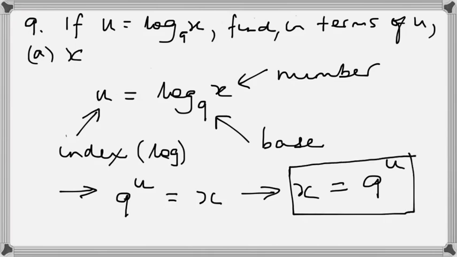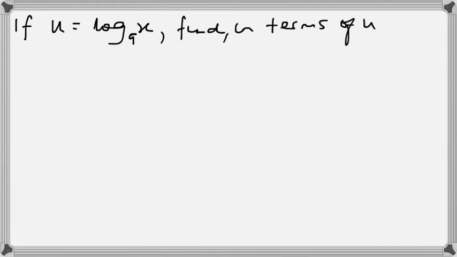They asked for the thing in terms of u, so I think we've done it. x equals 9 to the u. Hey, that's not so bad, is it? So that's the first one done. Okay, here we go again. This is now part b we're going to do.